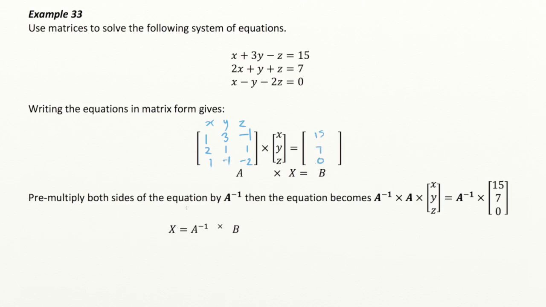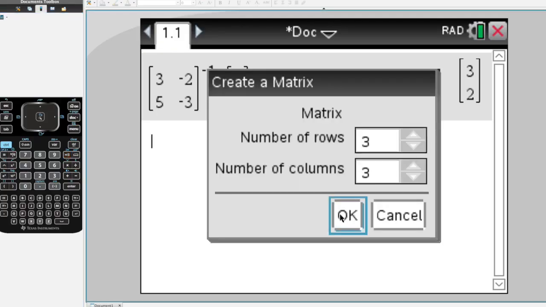And so what we want to do is pre-multiply both sides of the equation by A inverse, and so that'll just be this equation over here. So X equals A inverse times B, and we can chuck that into our calculator. This time we want a 3 by 3.